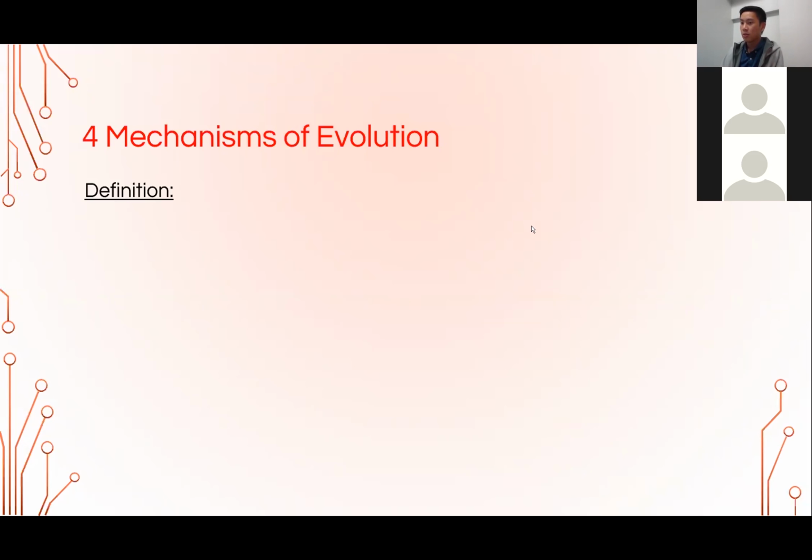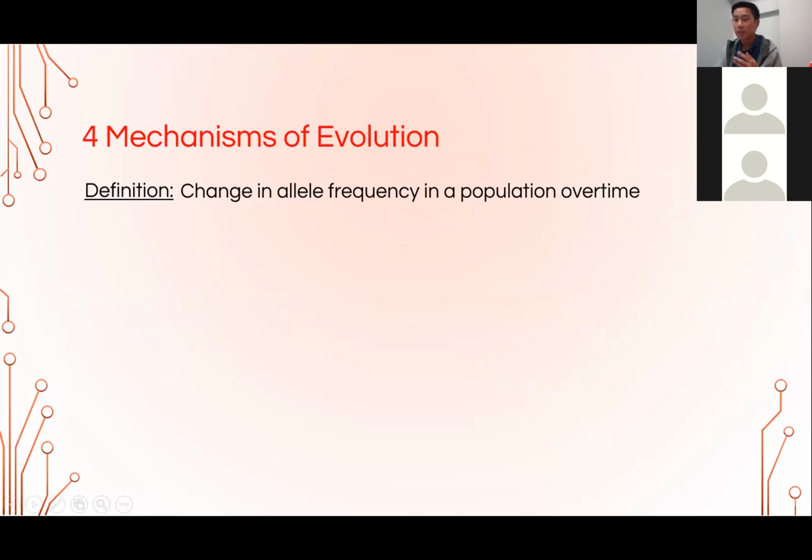To clarify, it's the allele frequencies that are changing. Alleles are heritable. So the formal definition of evolution is the change in allele frequency in a population over time. When two organisms mate and produce the next generation, they can pass on those alleles to their offspring.